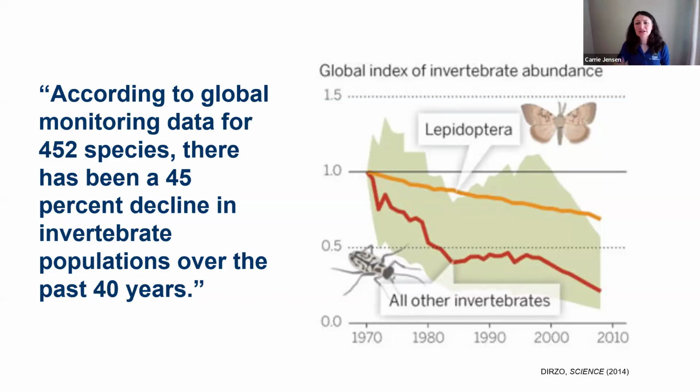So the orange line is Lepidoptera, or moths and butterflies, and the red line is all other invertebrates in this conglomerate study where they combined all of this monitoring data. So just to give you an idea, it looks like insects across the board, not every single species, but as a general trend, are in decline, and that is of great concern to entomologists, or bug scientists, insect scientists.